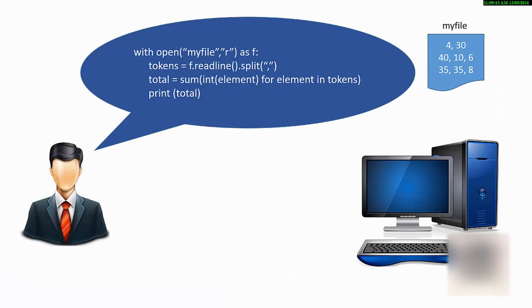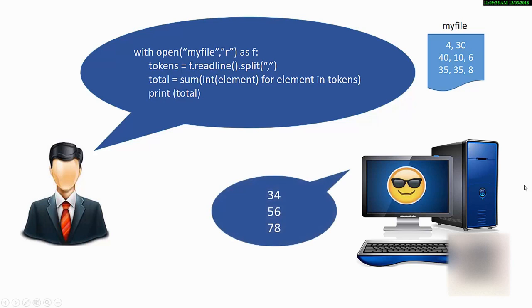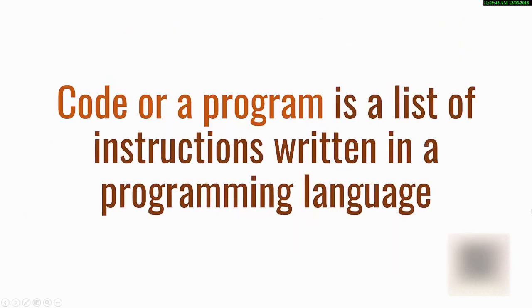Okay, so you can now tell computer the same thing in this code, which is written in Python programming language. So here is the list of commands written in Python programming language, and when you give these commands along with this file to a computer, it is gonna happily understand that and produce this output. Look at the happy face. So to go over a definition, code or program is a list of instructions written in a programming language.